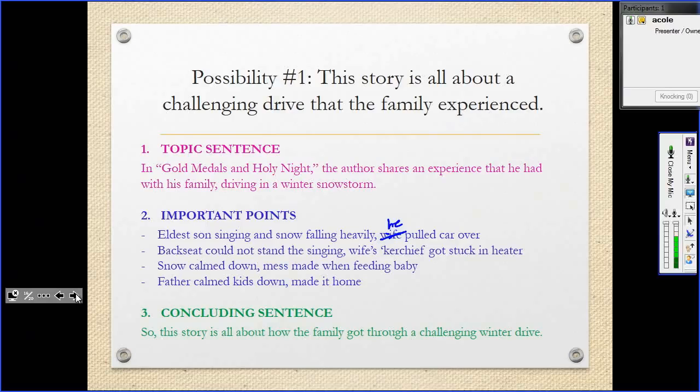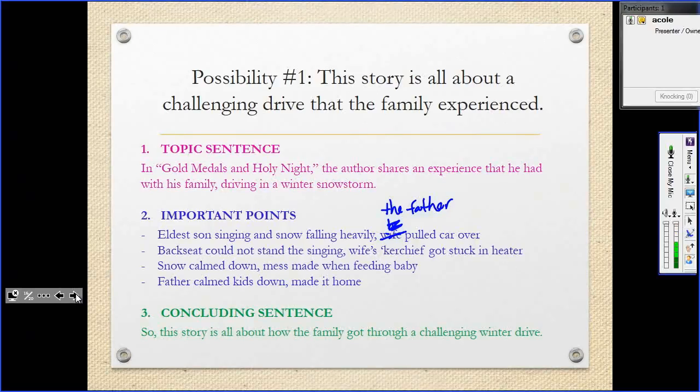So, we start out with the eldest son singing and snow falling heavily, and how, sorry, not the son, it was the father, right? The father pulled the car over, right? And then the boys in the back seat could not stand the singing. And then, of course, the wife's kerchief got stuck in the heater, right? And then the snow calmed down, but then a mess was made when feeding the baby, right? And then the father found a way to calm the kids down, and they made it home. So that would be the main things that happened from the beginning to the end of the story.